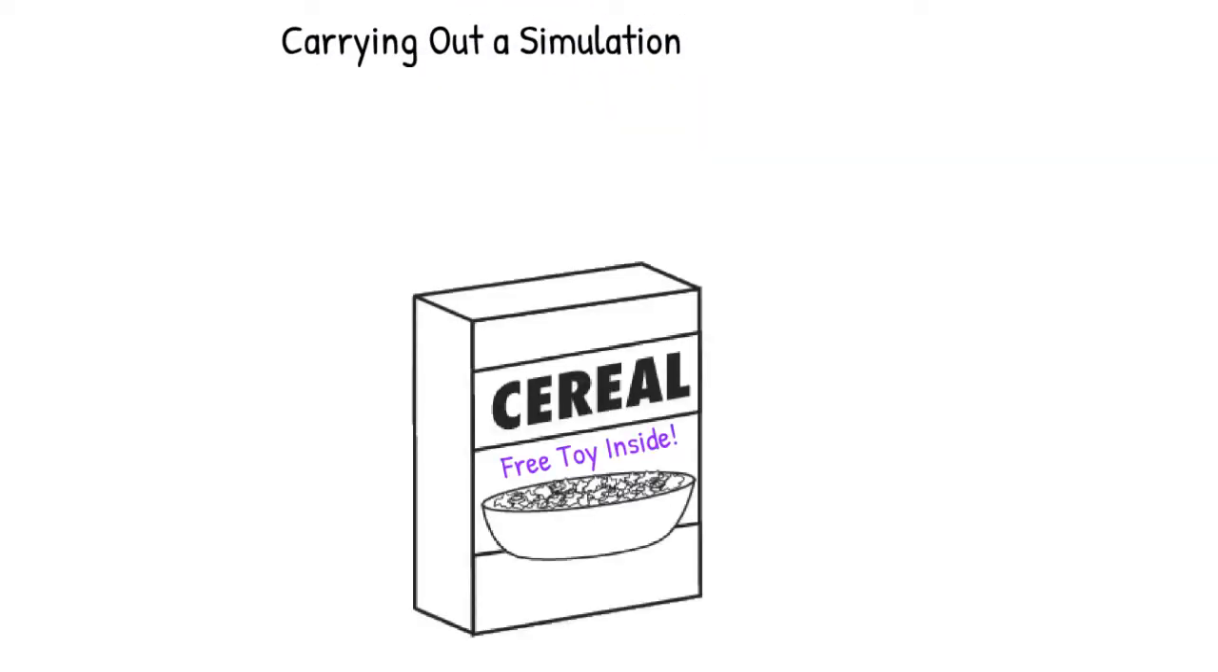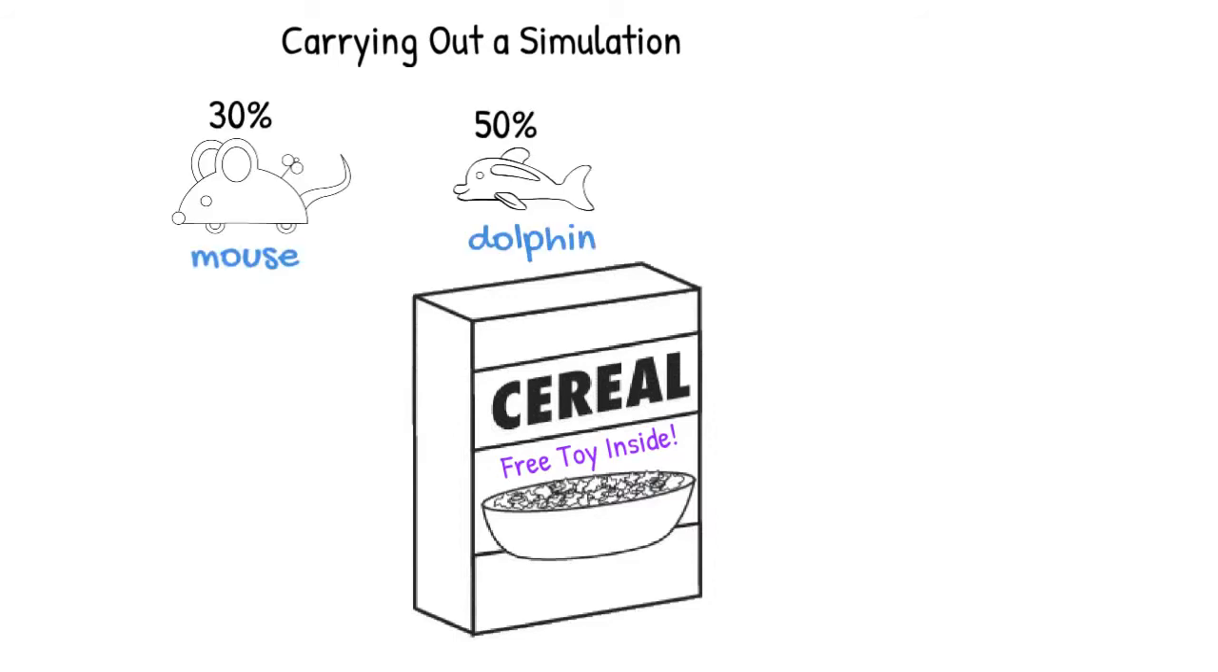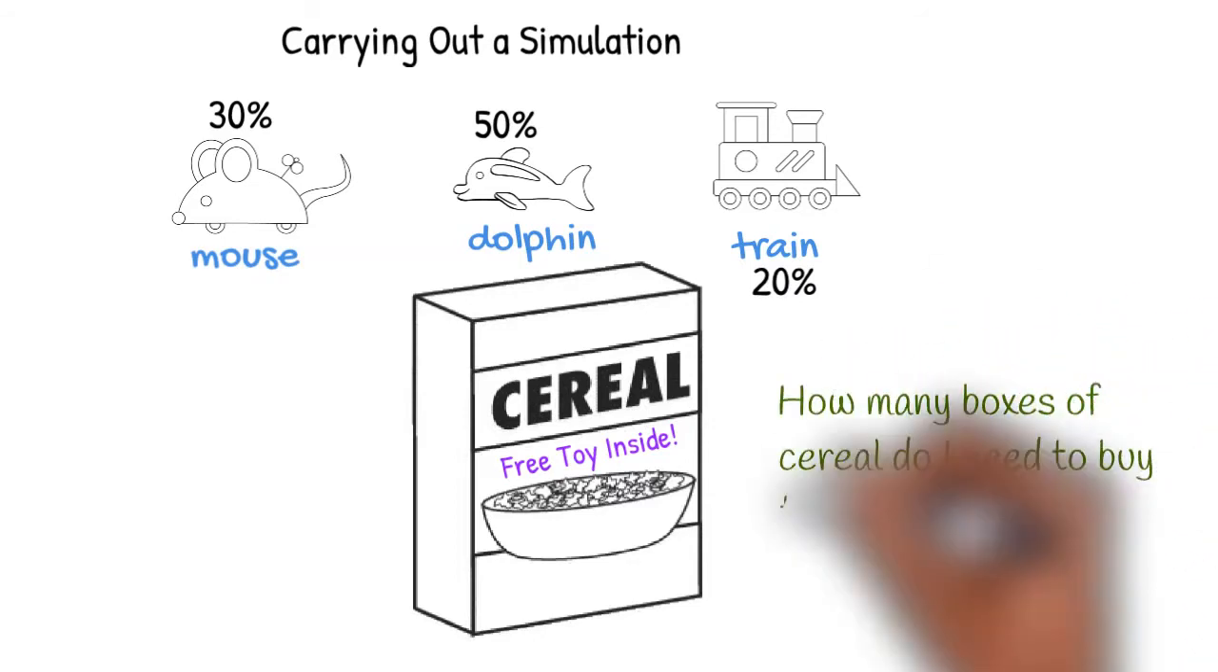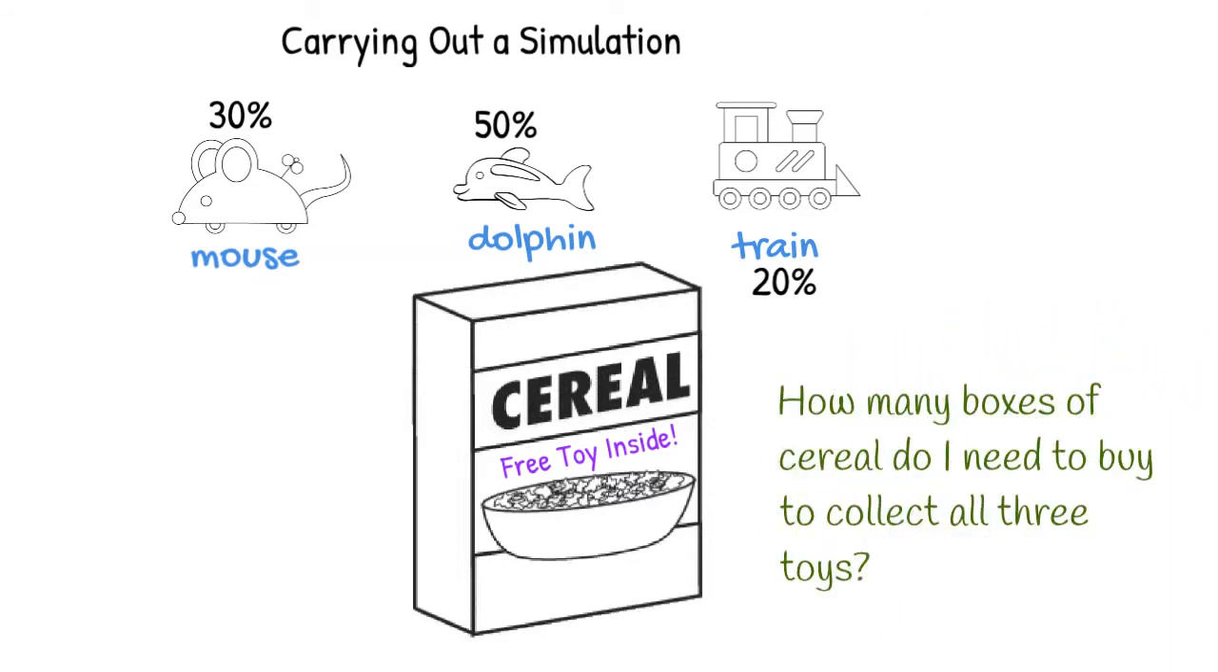In a previous video, we were presented with a situation in which a free toy came in a box of cereal. 30% of boxes have a toy mouse, 50% of boxes have a toy dolphin, and 20% have a toy train.